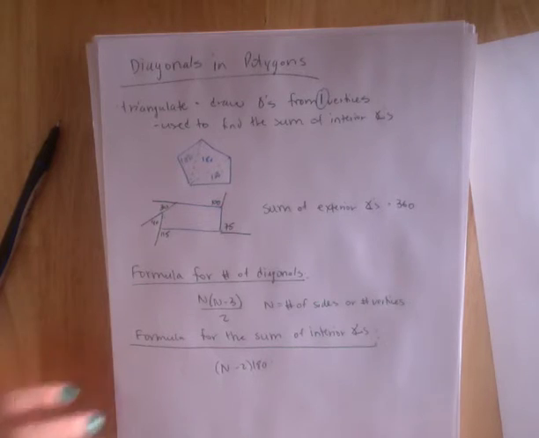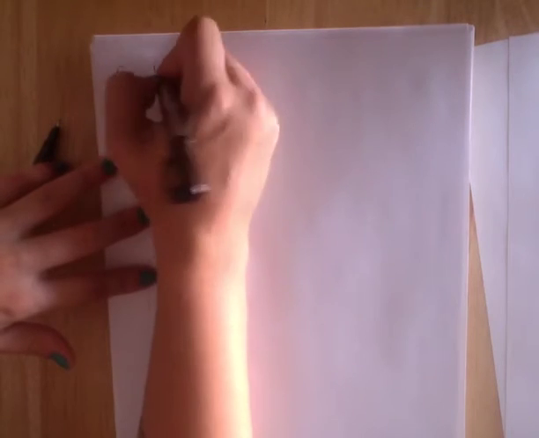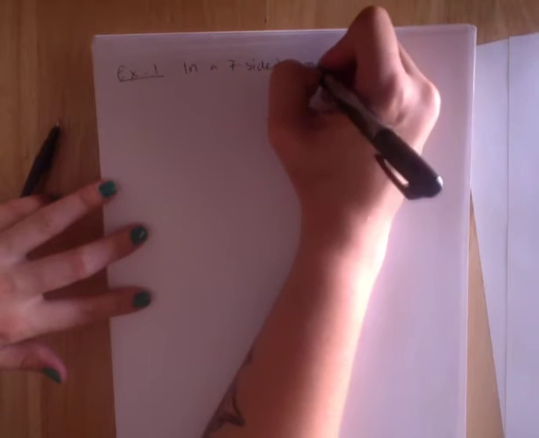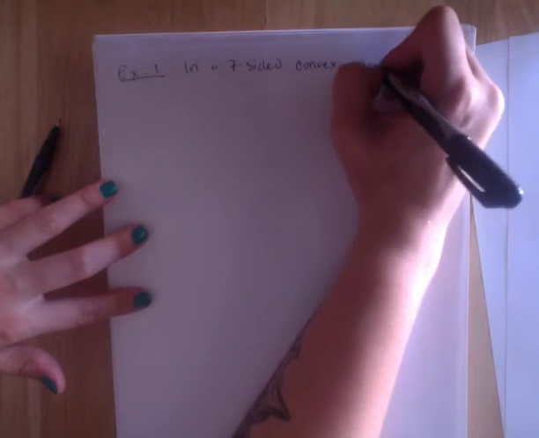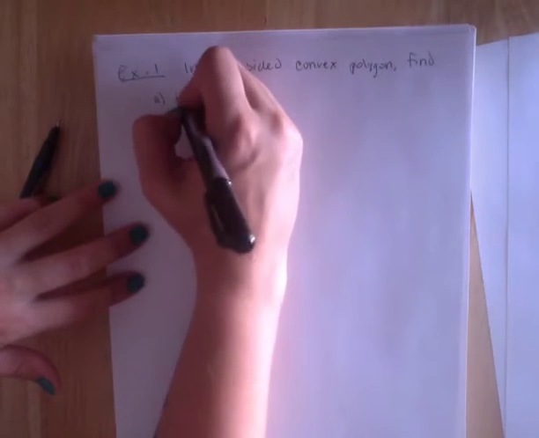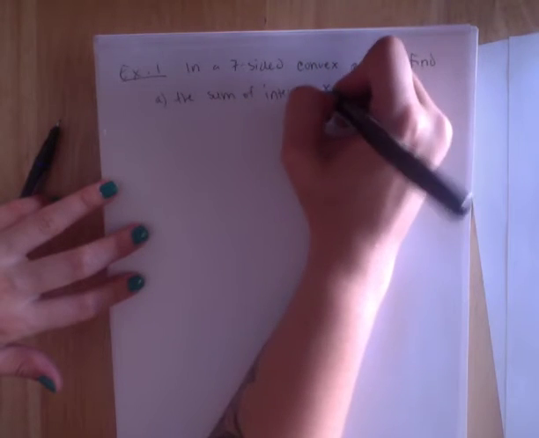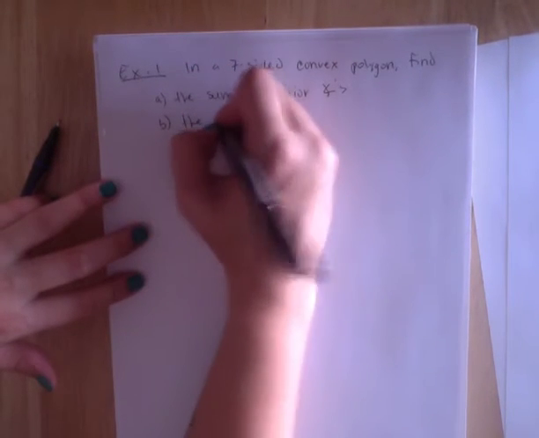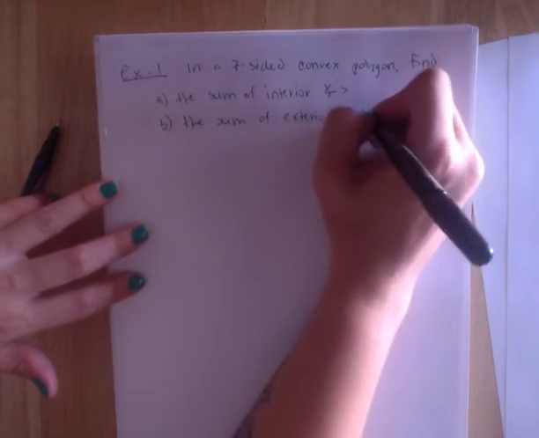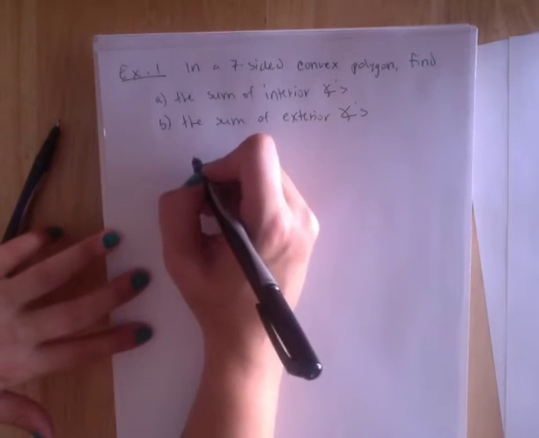Okay? Now, let's do an example. In a 7-sided convex polygon, find the sum of interior angles and the sum of exterior angles. Okay, now I'm going to try and draw this for you.